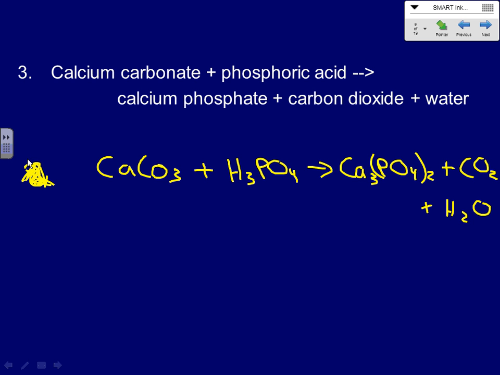You'll notice here that some polyatomic ions stay together, but some don't. Which one stays together? Which polyatomic ion is maintaining its structure? Atlee? Phosphate. And you know what? I'd use that as a starting point. So what do I have to do then to balance up my phosphates? What am I going to need here? Yep, Brendan? Yeah, 2 in front of the phosphoric acid. Good.